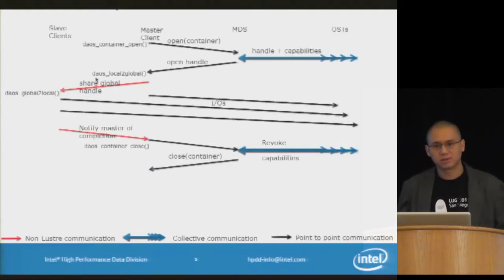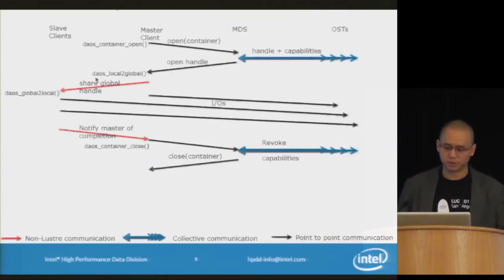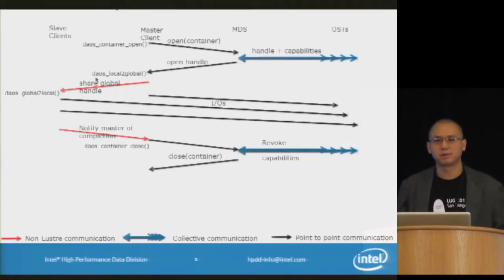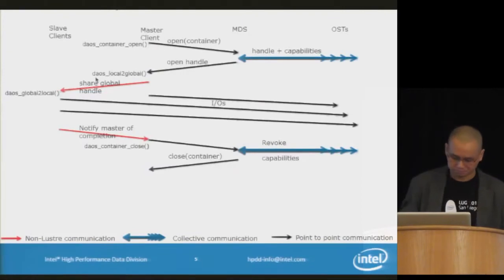All processes sharing this open handle in a collective open have the same access permission to the container, and if the master opener, I mean the process that did the real open, closes the open handle, the capabilities will be revoked.